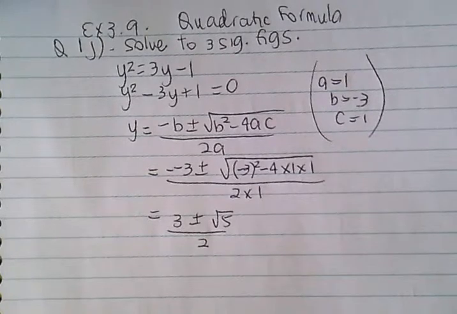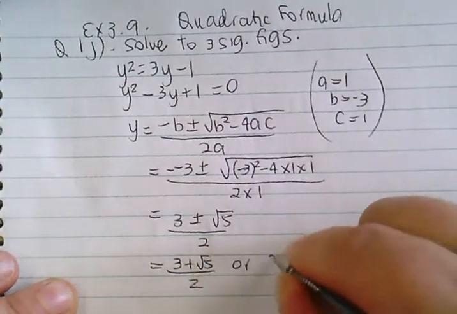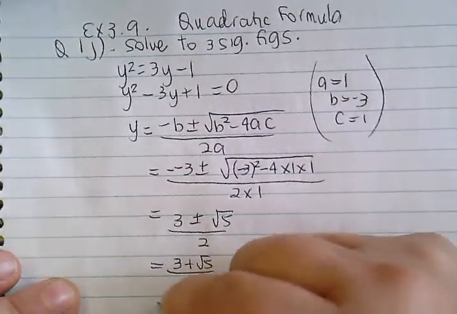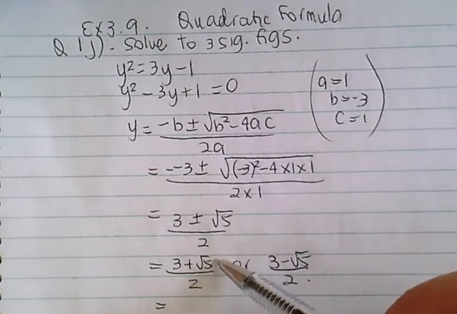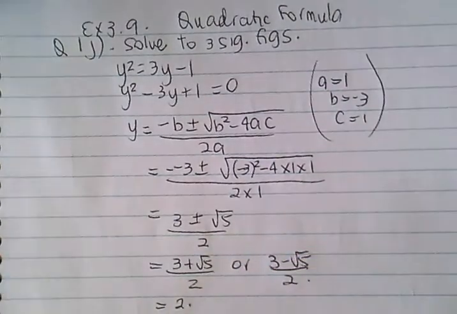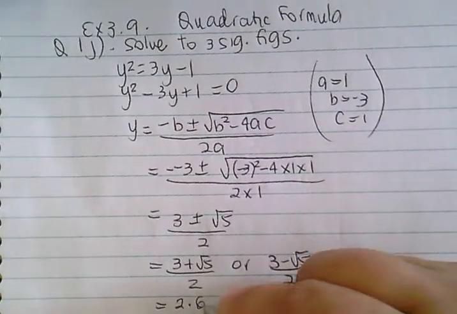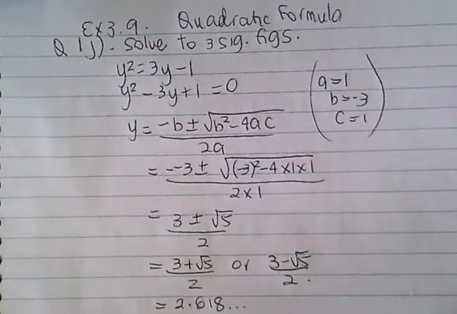So if you had to give this answer to three significant figures, you've got two answers, 3 plus root 5 over 2 or 3 minus root 5 over 2. How big is root 5? Bigger than root 4, a bit bigger than 2. This answer should be a bit bigger than 2.5. Anyone, what did you get? 2.6. So 2.618, etc. To three significant figures, 1, 2, 3, it's 2.62.